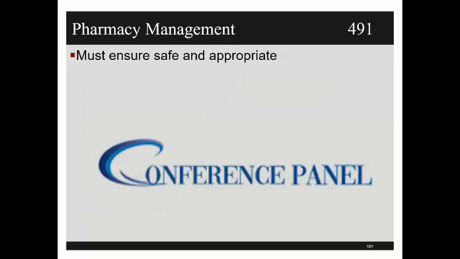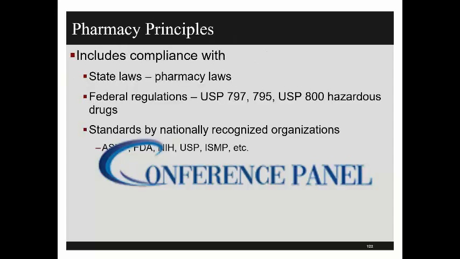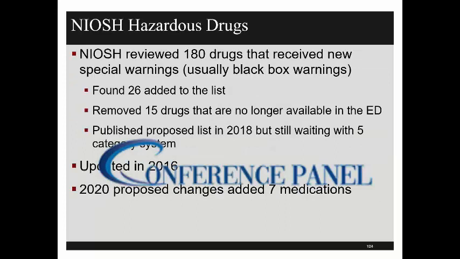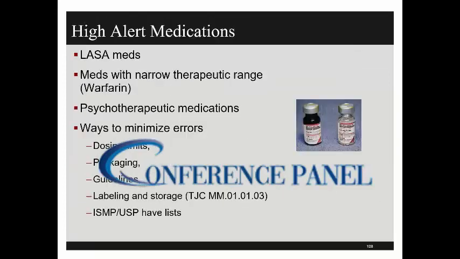So as far as pharmacy management, they have to make sure it's safe and appropriate for procurement of medications. Your principles include, of course, adhering to state laws. Effective December 2019, if you are handling drugs identified as hazardous, potentially hazardous through NIOSH, but as far as those drugs, NIOSH looked at 180 drugs, high alert medicines. This is a biggie. That's look-alike, sound-alike meds with those very narrow therapeutic ranges.